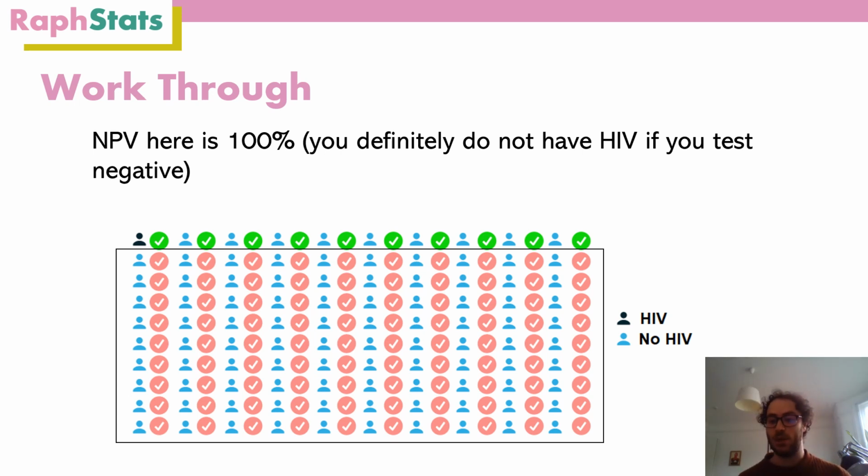And what that means is, for example, here, this test would be a really good rule-out method. If you thought someone might have HIV, you could do it, and you'd be definitely sure that they didn't, and they tested negative. But if they tested positive, you'd need to do more work. You wouldn't be sure that they have the disease.